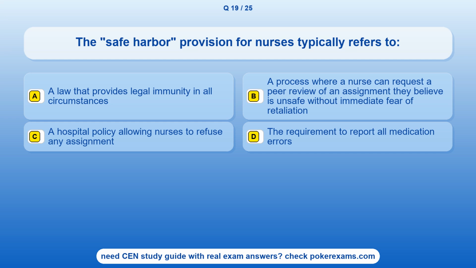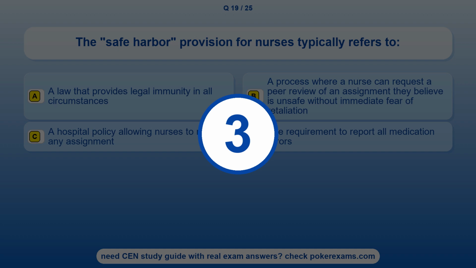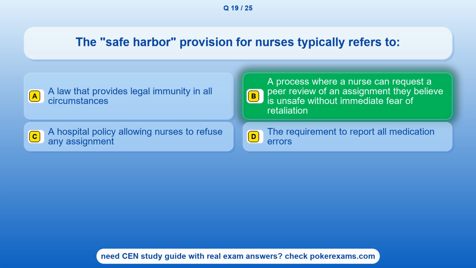Question 19. The safe harbor provision for nurses typically refers to Option A, a law that provides legal immunity in all circumstances. Option B, a process where a nurse can request a peer review of an assignment they believe is unsafe without immediate fear of retaliation. Option C, a hospital policy allowing nurses to refuse any assignment. Option D, the requirement to report all medication errors. The correct answer is option B, a process where a nurse can request a peer review of an assignment they believe is unsafe without immediate fear of retaliation.